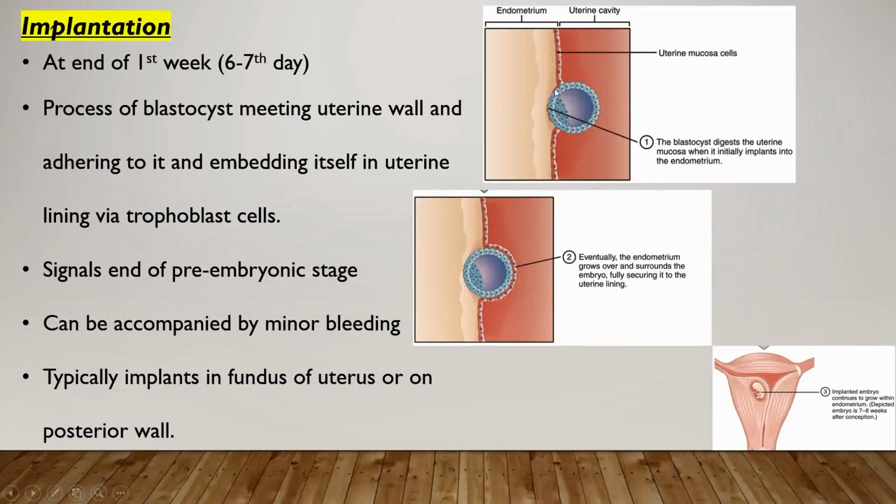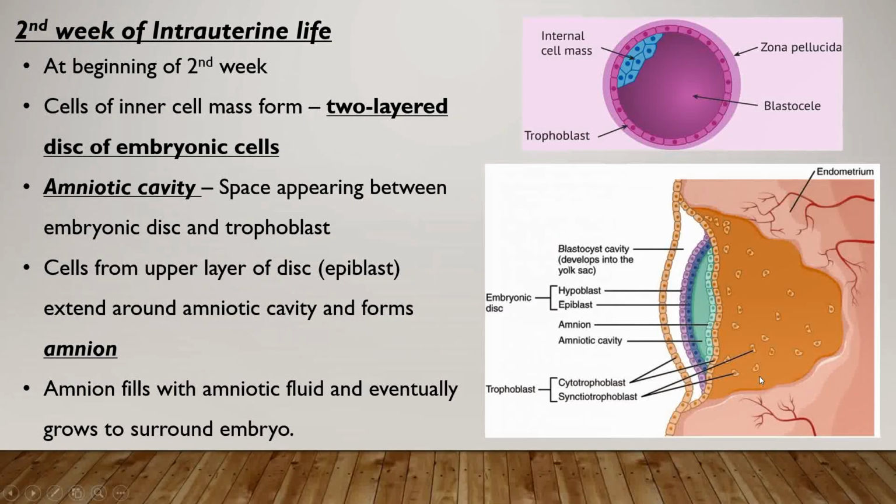So first it will meet the uterine wall, it will adhere to the uterine wall, then it will go inside the uterine wall. Okay, so that is known as implantation, and this implantation is the end of the pre-embryonic stage, and it can be accompanied by minor bleeding. It typically implants in the fundus of the uterus or on the posterior wall of the uterus. So these are the common sites of implantation.